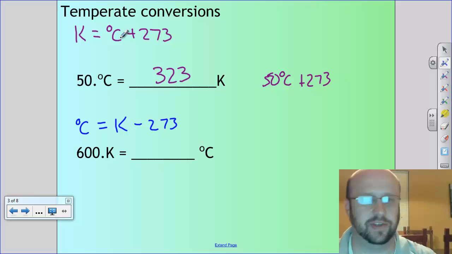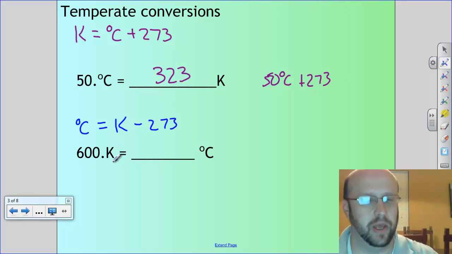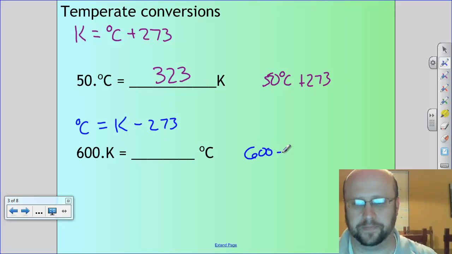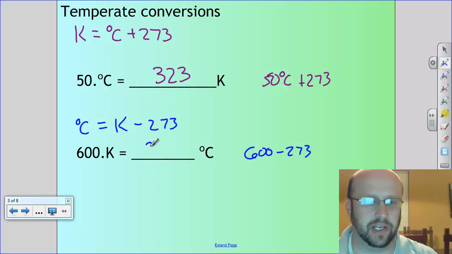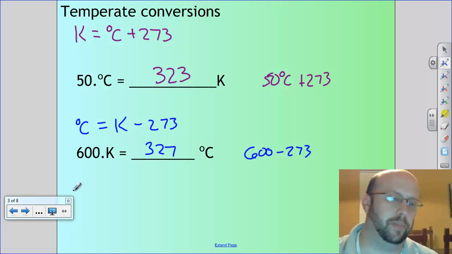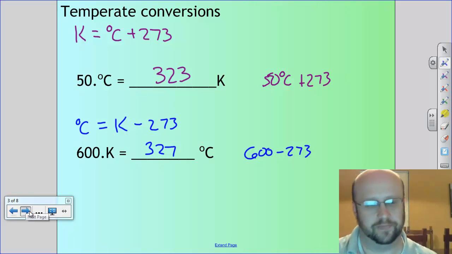The degrees Celsius is equal to Kelvin minus 273. Now, that obviously is the same equation. We just solved for degrees Celsius, which meant we subtracted 273 from each side. So if we had 600 Kelvin and we wanted to find out our degrees Celsius, we would take 600 minus 273, and that is going to give us 327 degrees Celsius. Pretty straightforward. So that's temperature conversions. We'll obviously practice a few of those.